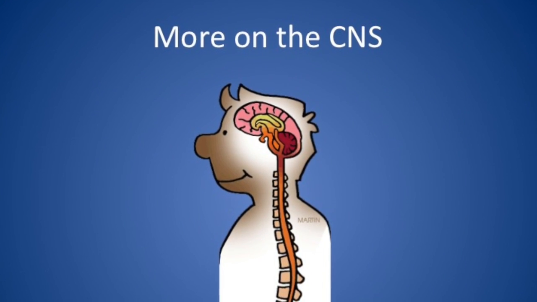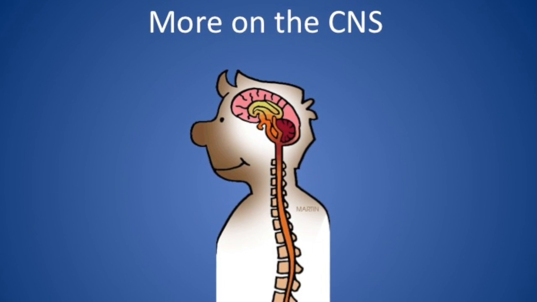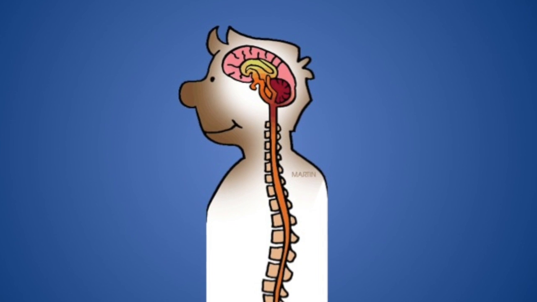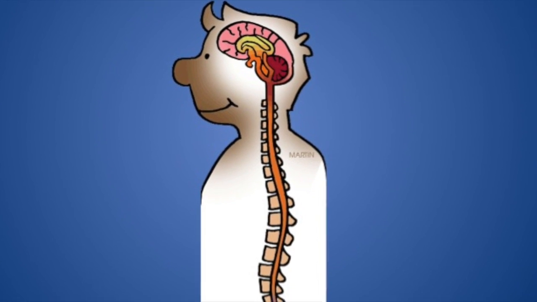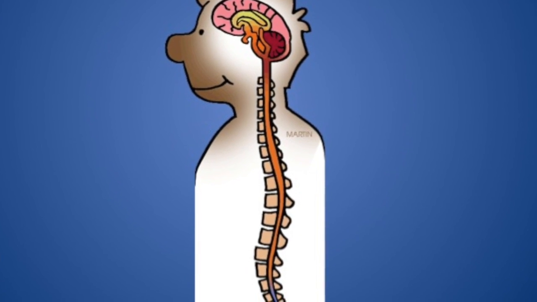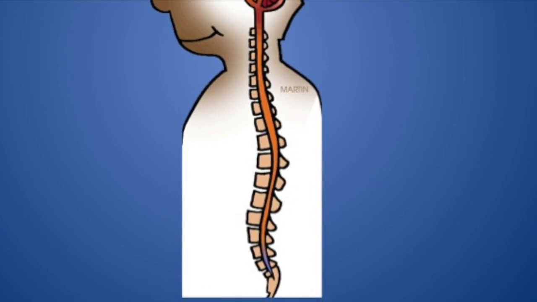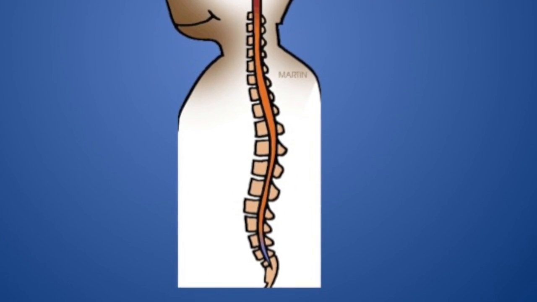The CNS consists of the brain and the spinal cord, where incoming sensory information is processed, thoughts and emotions are generated, and memories are stored. Most nerve impulses that stimulate muscle contraction and glandular secretion originate in the CNS.